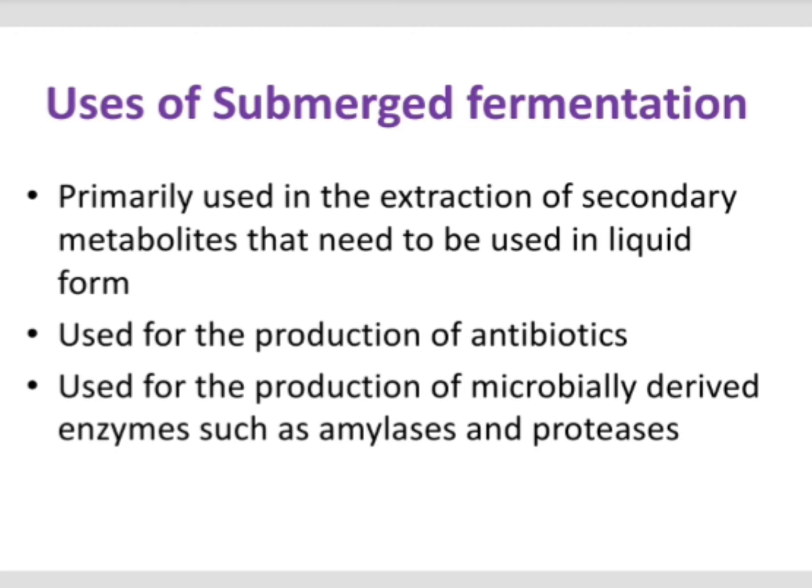Then uses of submerged fermentation. It is primarily used for the extraction of secondary metabolites that need to be used in liquid form. Secondary metabolites are the products that are produced by the microorganism. Secondary metabolites are those things that are not primarily required by any organism for their survival. They can even survive without that metabolite. Such types of products are called secondary metabolites. Microorganisms and plants produce a lot of secondary metabolites, and human beings depend upon them not for their survival but for their benefits.